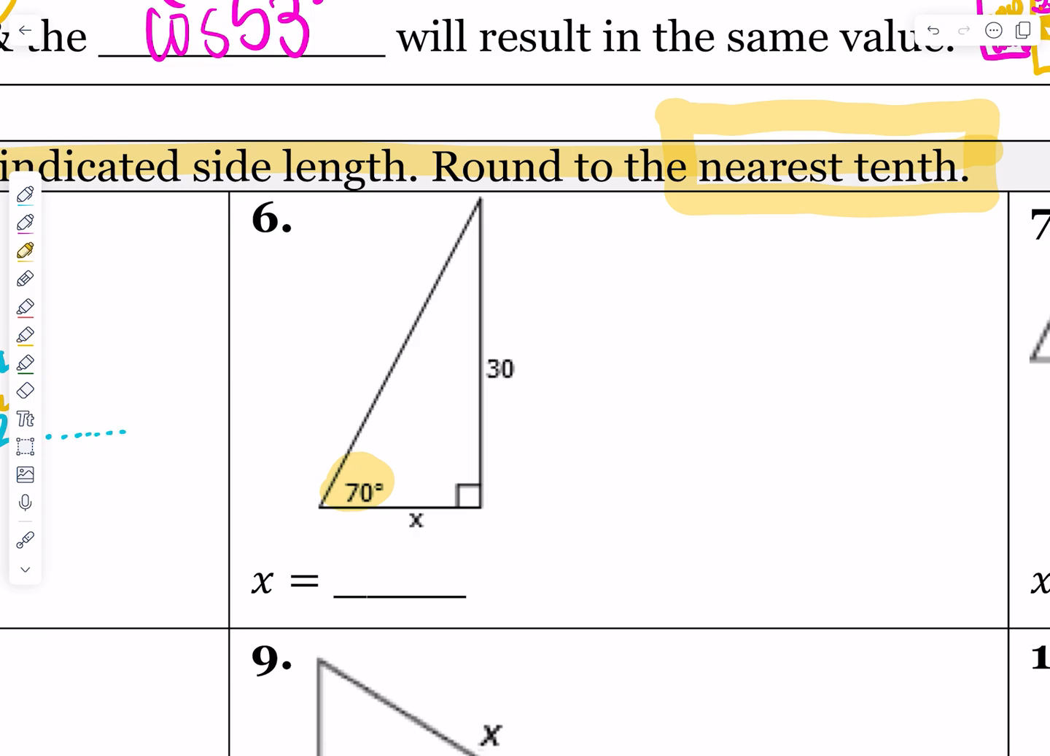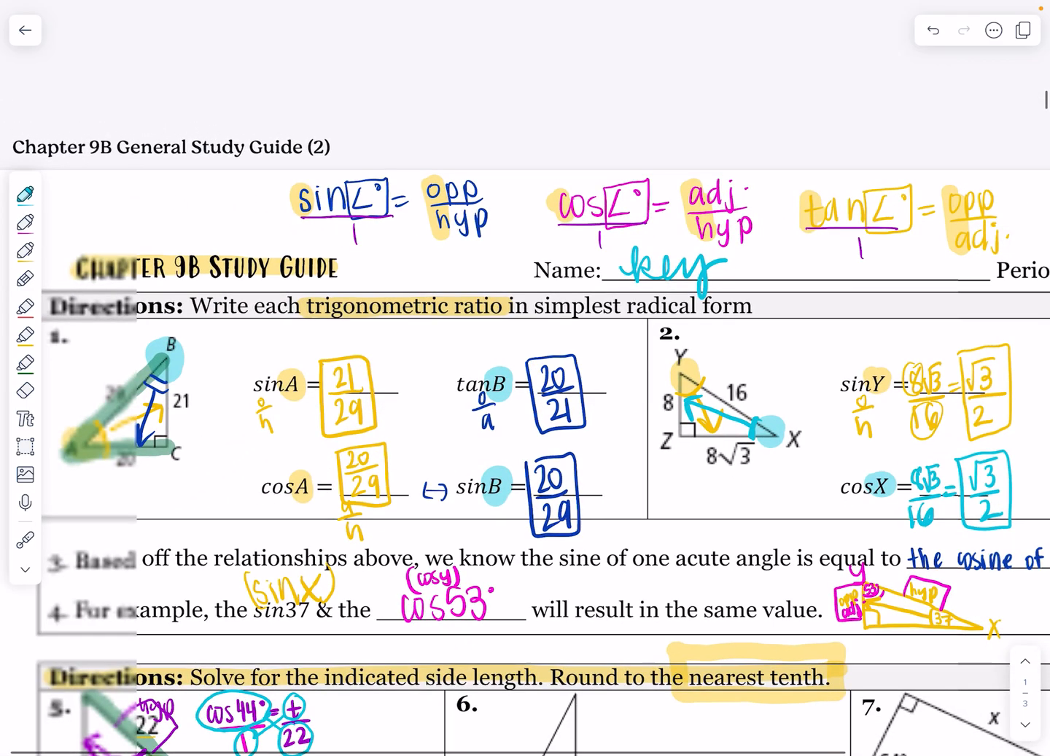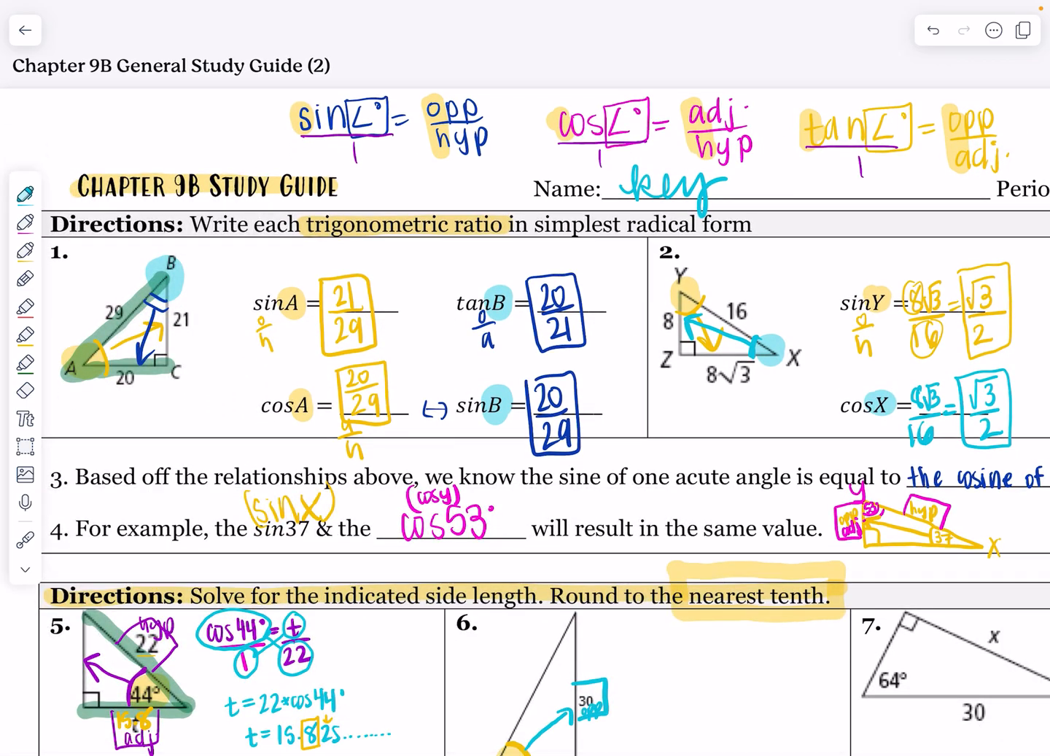So sometimes I'll say, hey, here's your eyeball. The little degree symbol is your eyeball. Put an eyelid on it. We're looking at the triangle from 70's perspective, from that acute angle. So from 70's perspective, we have a 30 and we have an x. What is the 30? The 30 is the opposite. What is the x? The x is adjacent. So what trig function goes with opposite and adjacent? That is going to be our tangent.